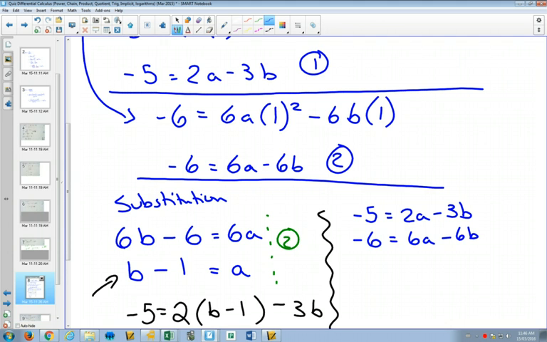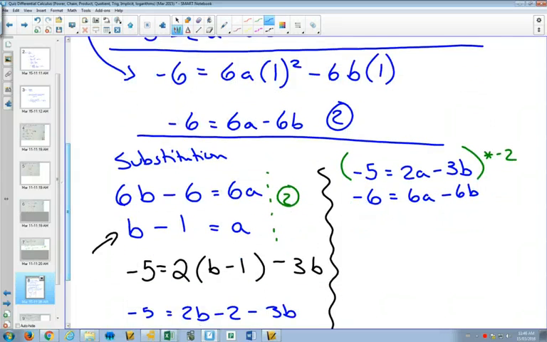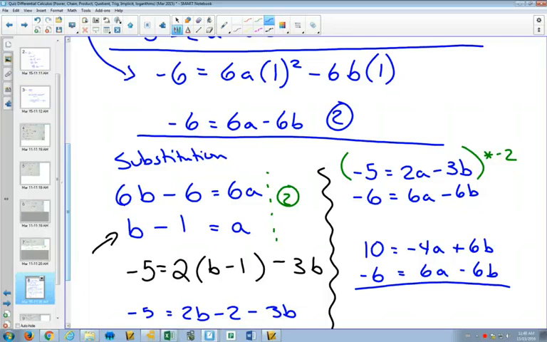So what I'm going to do here is I'm going to take this equation 1, and can you see if I would multiply it by negative 2? Now I'm going to rewrite both equation 1 and equation 2. When I multiply the whole equation 1 by negative 2, instead I get 10 equals negative 4a plus 6b. And I still have negative 6 equals 6a minus 6b. So what I've succeeded in doing is getting the coefficients of b to be the same but the opposite sign.